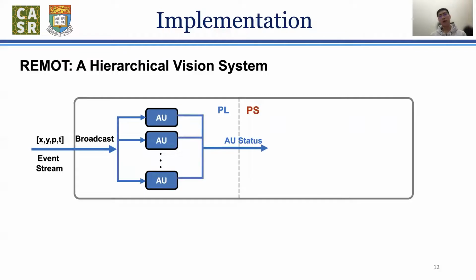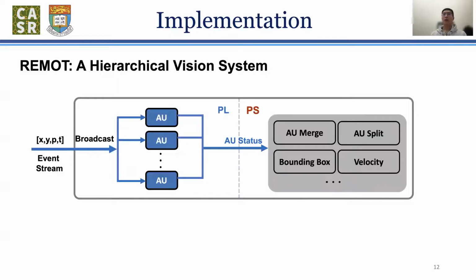And also we provide an interface for the hardware to return the status to the software that runs on the processing system. The software will calculate the bounding box and velocity based on this information, and may also decide to merge or split certain AUs. So in turn, we provide an interface for the software to control the status of the AUs.